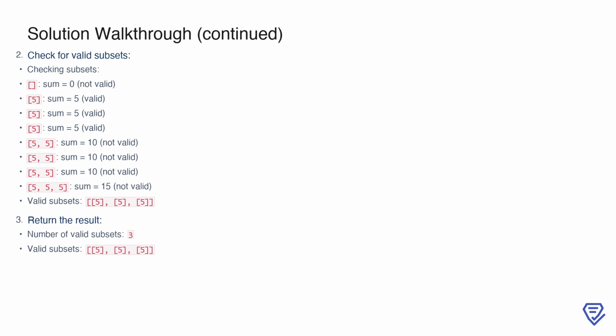As a result, the valid subsets are [5], [5], [5]. These represent the 3 individual elements that meet the target sum. The count of valid subsets is 3, and we return this count along with the subsets themselves.